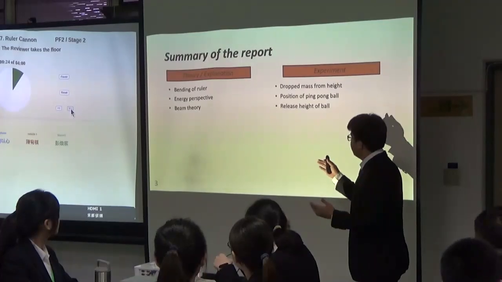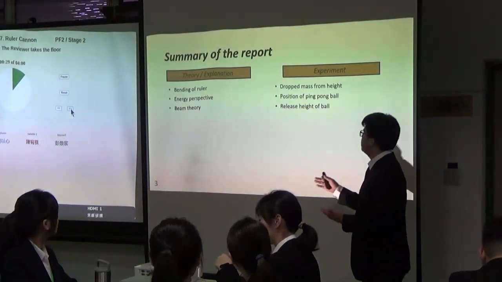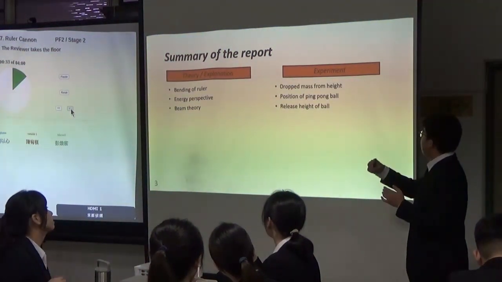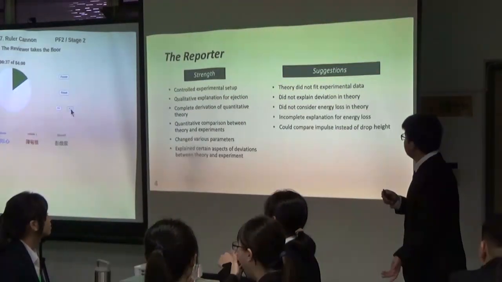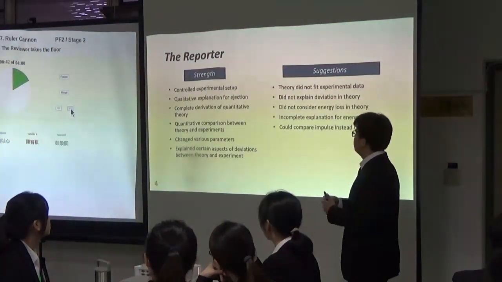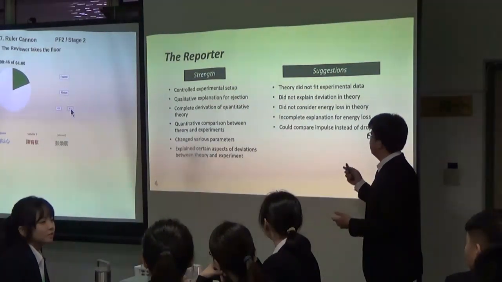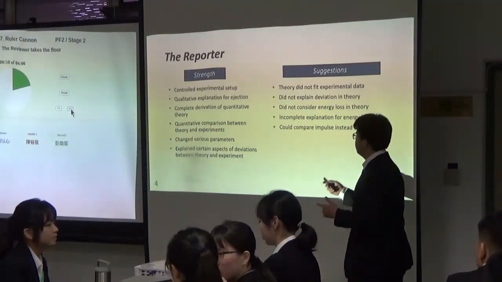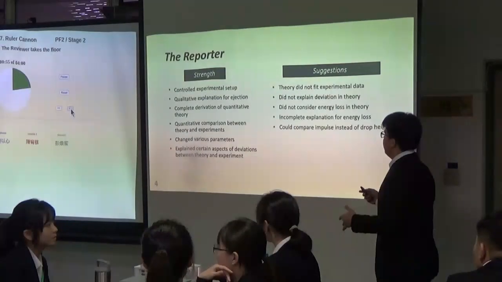The third part is they talk about the bending of the ruler, anti-refraction, and the base theory. In the experiment they used the drop mass from a height, the position of the ping pong ball, and the release height of the ball. And that is the review. They have a controlled instrumental setup, lots of quantitative explanation for ejection, quantitative verification of the theory, and a comparison between the theory components, with various parameters.